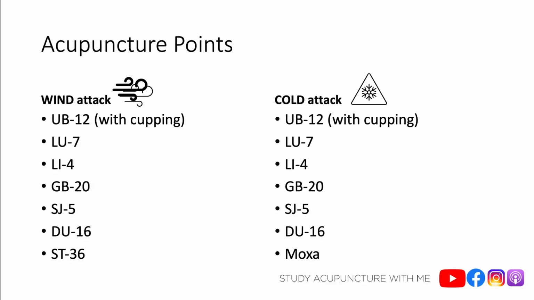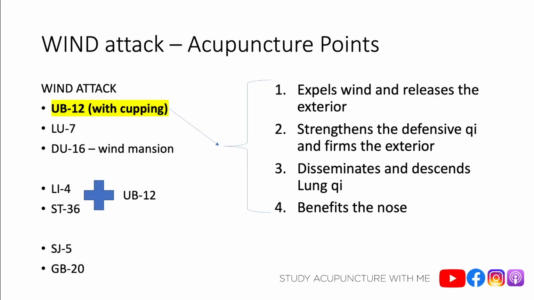In cold attack, you see on the right, we have moxa because of the effect this modality has in warming, right? It warms the patient because of the cold attack. But everything else, there's an overlap, right? Because of the wind cold. You got UB12, you got lung 7, Li4, GB20, Sanjiao 5, Du 16. The only addition here is the stomach 36 and the moxa in cold attack. So let's start with wind attack. So let's go over the acupuncture points which overlap.